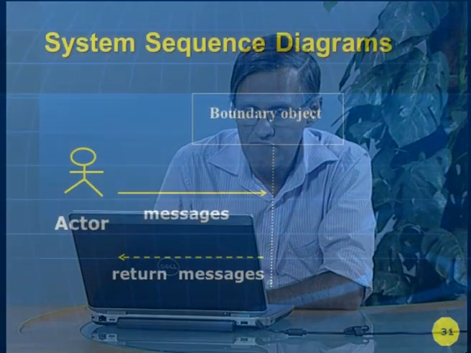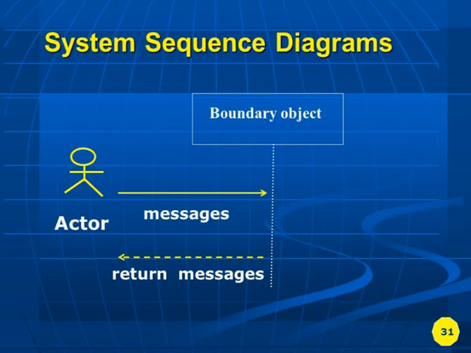So this is an example of the template of your system sequence diagram, where you have the actors and the boundary object. You have the actor interactions with the boundary objects. You can also specify the return messages.